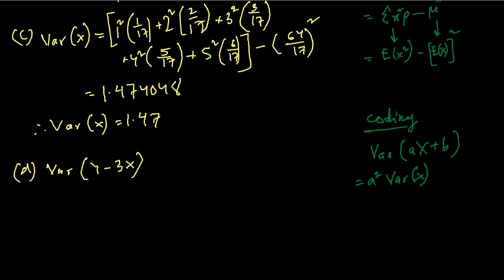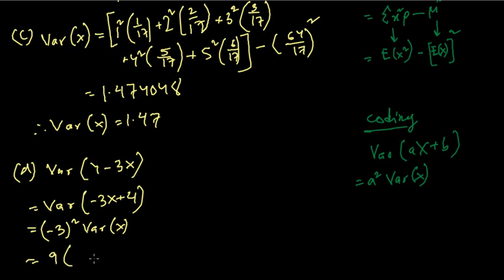So we can write this as variance of minus 3x plus 4. Same thing, just writing it in this order. So the coefficient of the random variable is minus 3, so minus 3 whole squared into the variance. So minus 3 whole squared is 9 into the variance. Now remember, you cannot use 1.47 because that's a rounded answer. It's just for the answer. If you use the full form, it would be 1.474048.